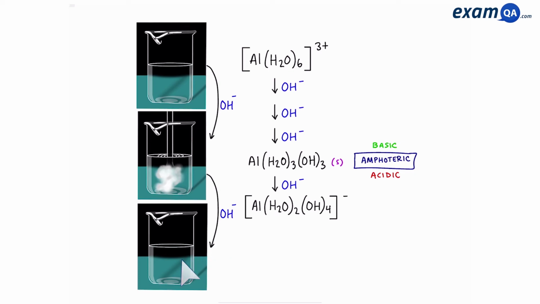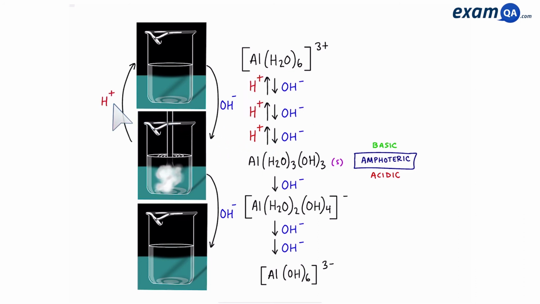Again, you can keep adding more and more hydroxide until all the water molecules have been hydrolyzed, and finally we have 6 hydroxides remaining. But it's still going to have the same appearance. It will be a colorless solution. What about if I'd added hydrogen ions to the precipitate? This would cause it to redissolve. So adding hydrogen ions causes the precipitate to redissolve into a solution.